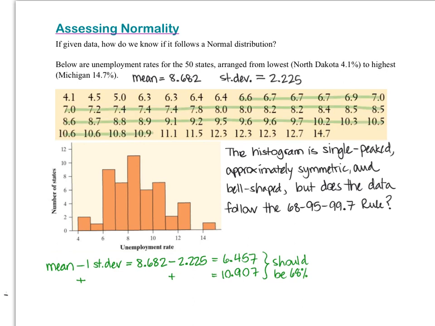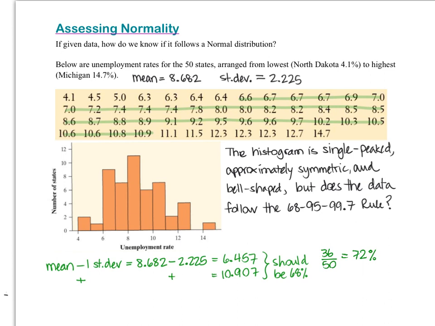I've highlighted all the data values between those two boundaries. When we count them, we find that there are 36 out of 50, or 72%. So this is close to 68%. In fact, it's even more data close to the mean. Let's try with 2 standard deviations away from the mean.